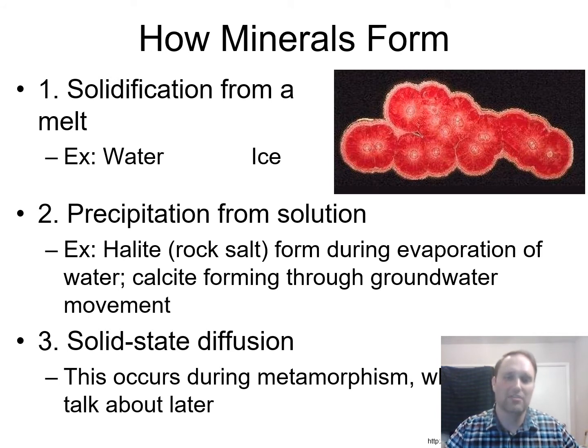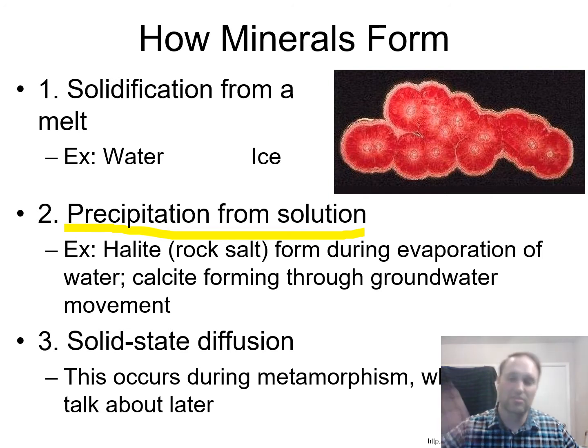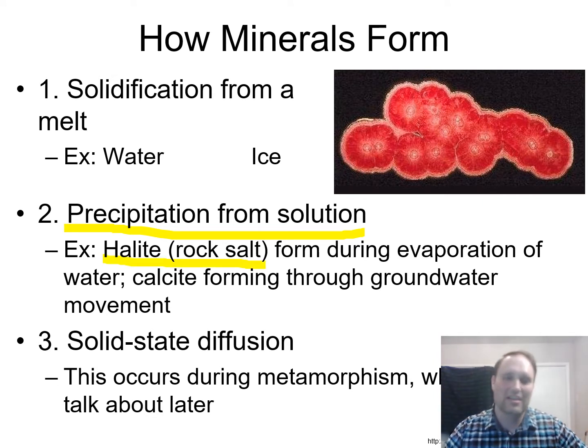Now, then there's the second one, so precipitation from a solution. If you imagine, for instance, you dissolve a whole bunch of salt into water, and then you evaporate the water, or you do some kind of chemical reaction that will force some of the dissolved material to precipitate out. That's how a precipitate forms. So halite or rock salt is an example of one of these precipitates. Calcite often forms through a chemical reaction and precipitates from that.